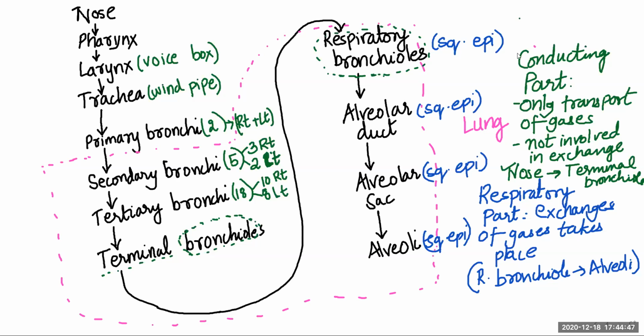Now if you remember, the trachea was having cartilaginous rings, right? C-shaped cartilaginous rings. It was taught to you in tissues. They are incomplete, C-shaped cartilaginous rings. They are made up of what cartilage? Hyaline cartilage. And on the posterior surface, they were having a muscle called the trachealis muscle.